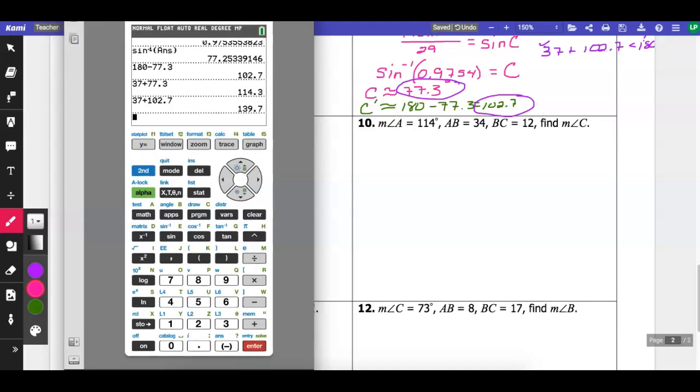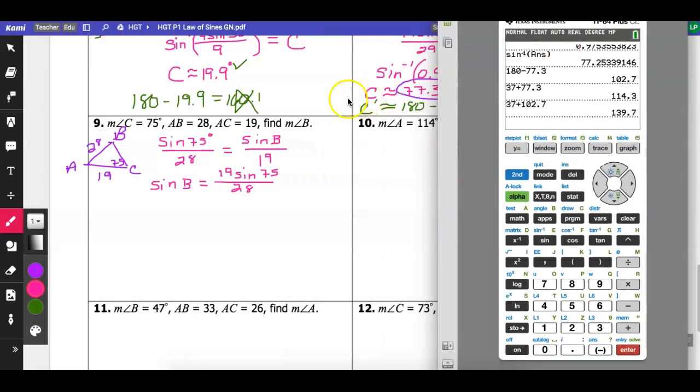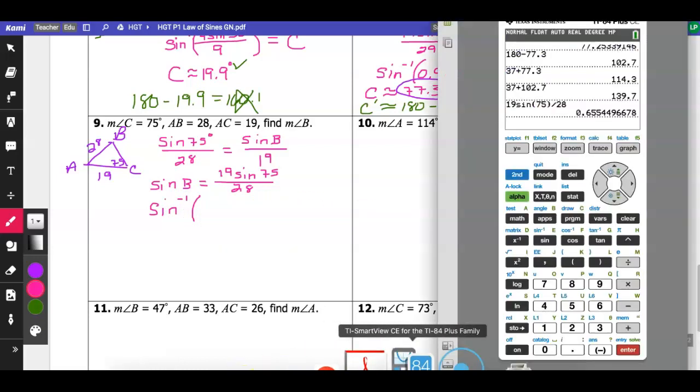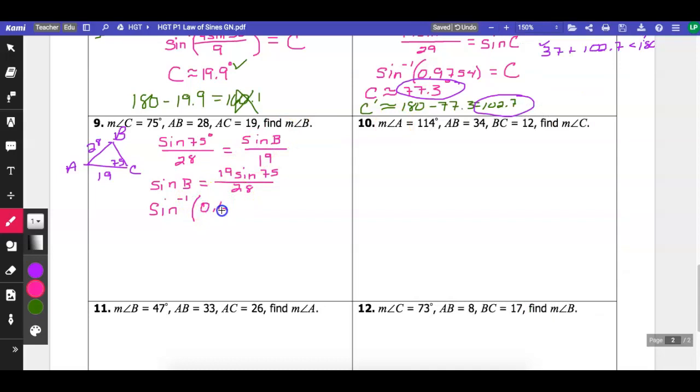So let's pull up our calculator. Sorry, I keep pushing the wrong button on the calculator. All right, we're going to type in 19 times the sine of 75 degrees. Don't forget to close that parenthesis, divided by 28. And this number is between -1 and +1, so we know that we can have at least one angle here. So when we do this, then we want to find the inverse sine of this whole thing, of 0.6554. This is equal to the measure of angle B, and really it's approximately.